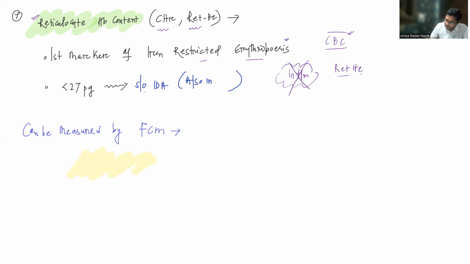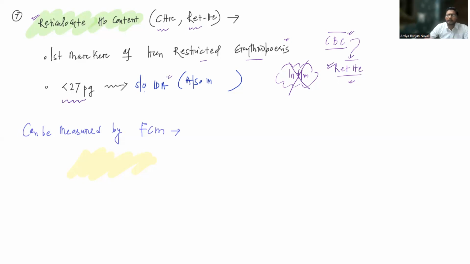There will be a parameter called RET, and if it is less than 27, it is suggestive of iron deficiency anemia in the particular clinical setting. So by simply doing a CBC, we can get this parameter. If it is available and less than 27, it is suggestive of iron deficiency anemia if clinically fitting. Why am I saying if clinically fitting?